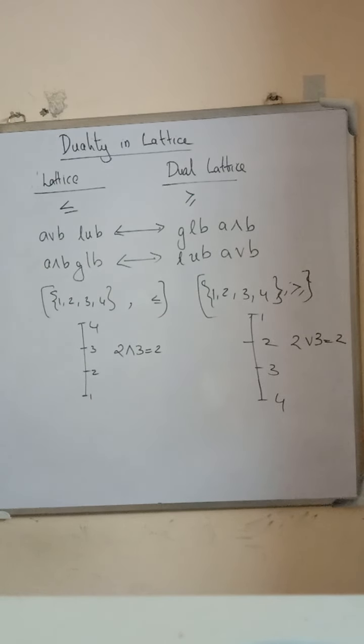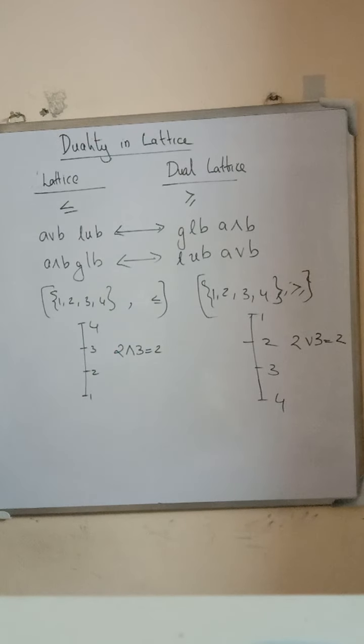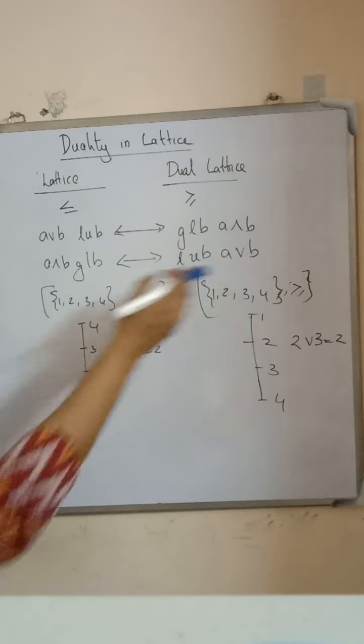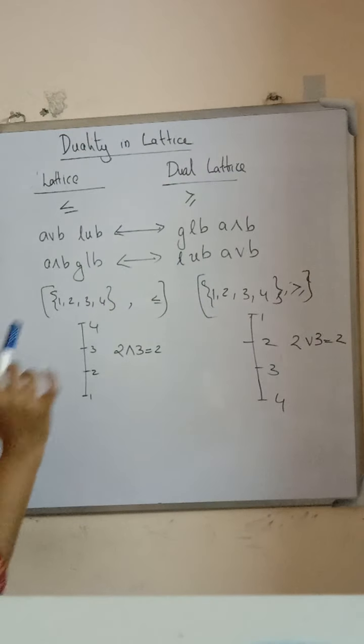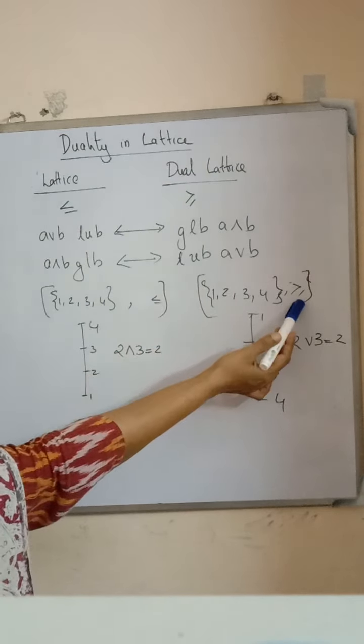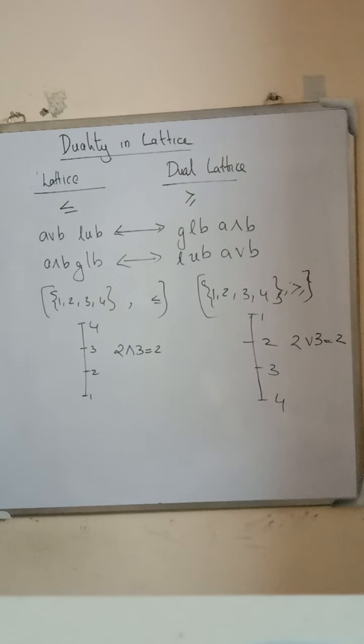For example, consider the poset. Consider the lattice set 1, 2, 3, 4 with less than or equal to. Here the usual less than or equal to is the operation. Hasse diagram: 1 less than or equal to 2, 2 less than or equal to 3 and 3 less than or equal to 4. We construct the dual lattice on the set 1, 2, 3, 4. The set contains the same elements and the operation becomes the converse operation. That is, in the dual lattice the operation is greater than or equal to.